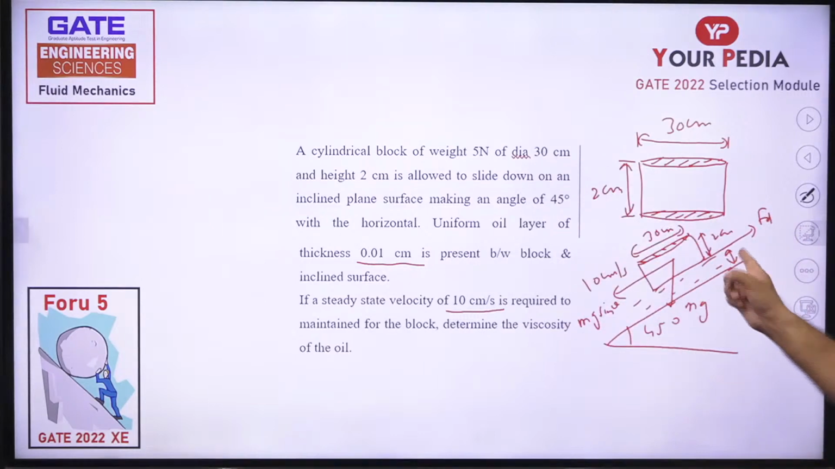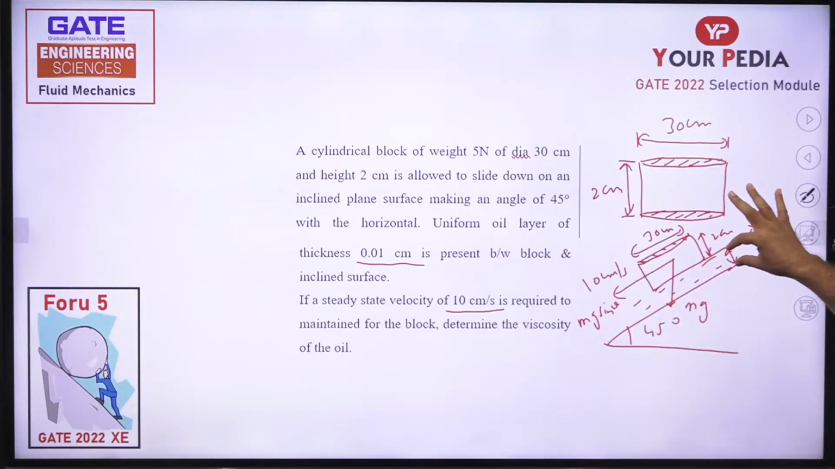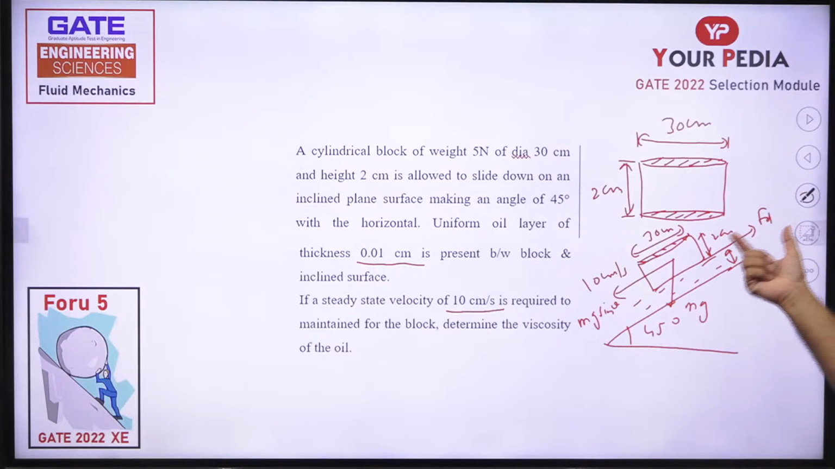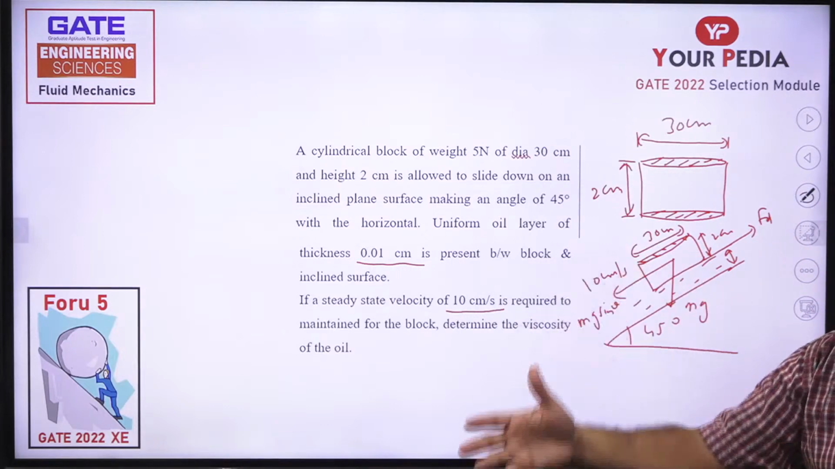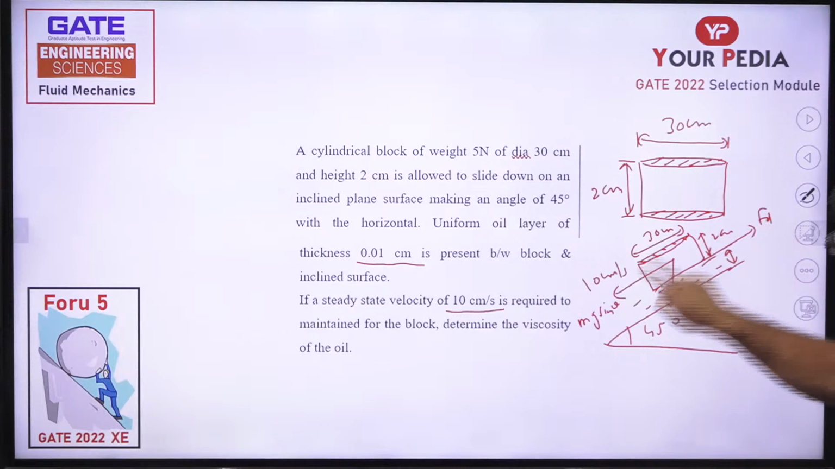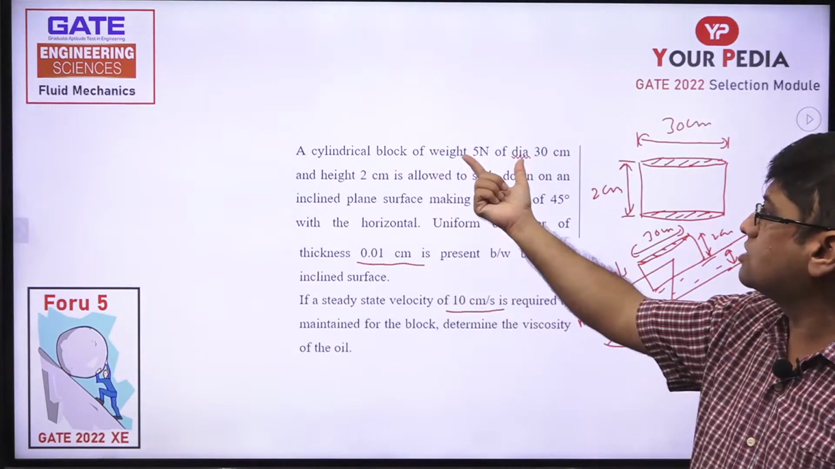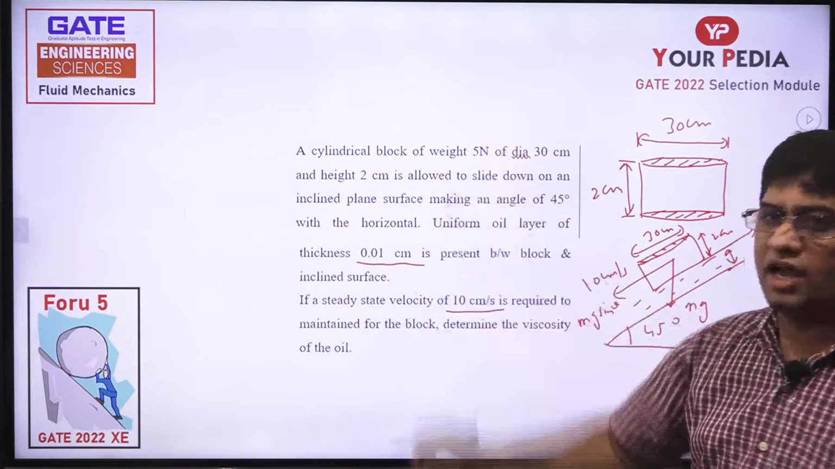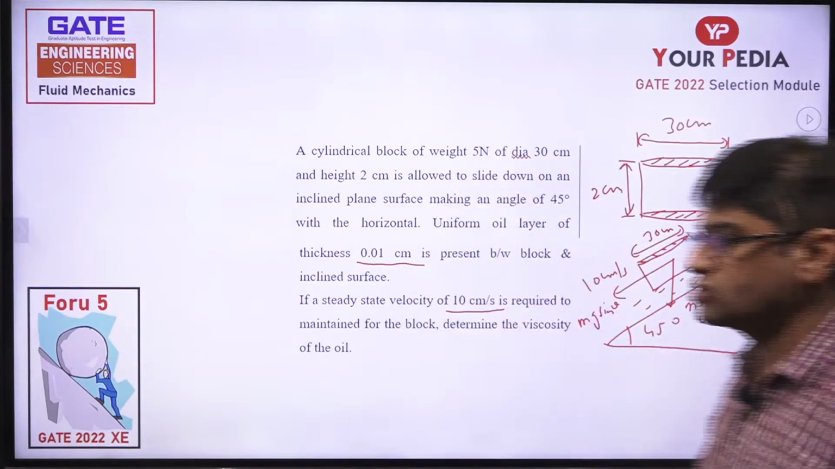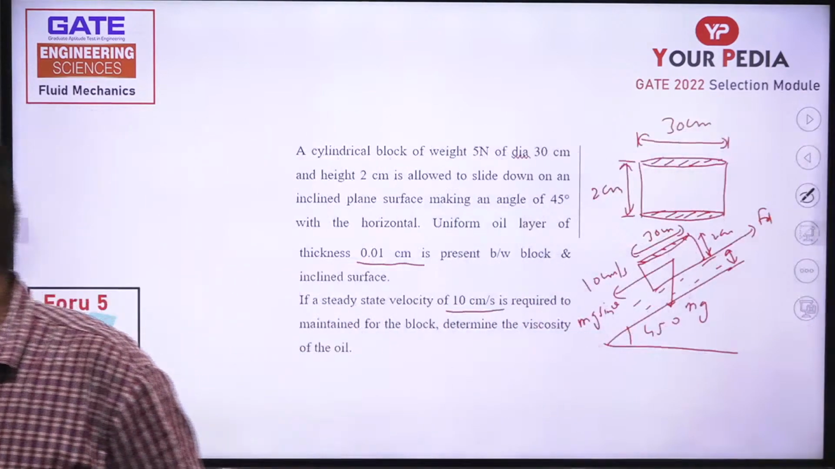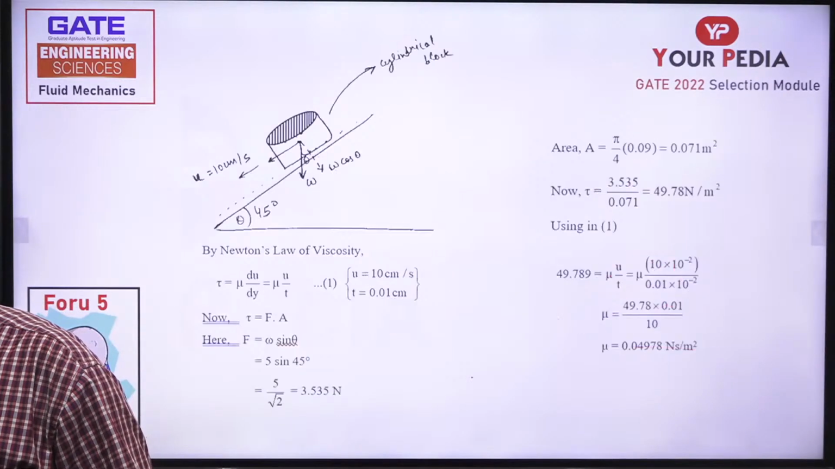What is du by dy? Sir, velocity is given and thickness is given. That is du by dy. That gives me tau. Tau into cross section area gives me the drag force. That drag force is equal to mg sine theta. Now this mg is nothing but 5 Newton, that is the weight. We equate it and we solve this question further. So a very simple question. Hardly there is anything in this.